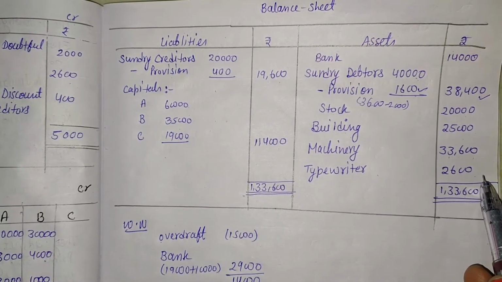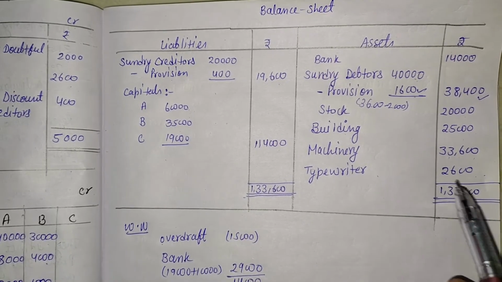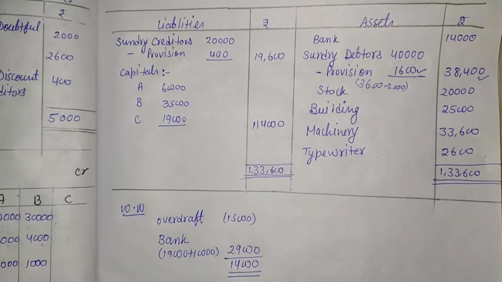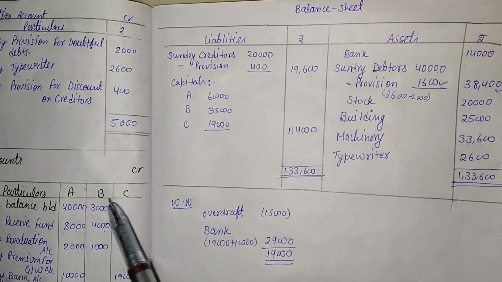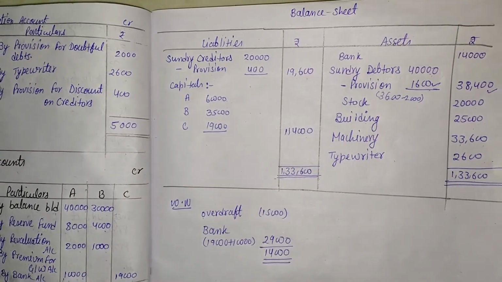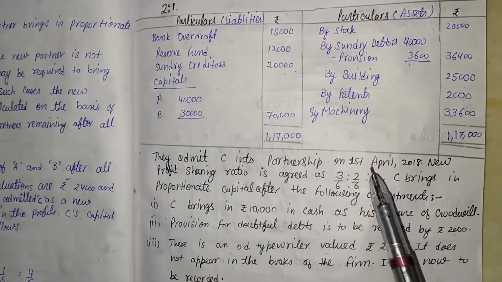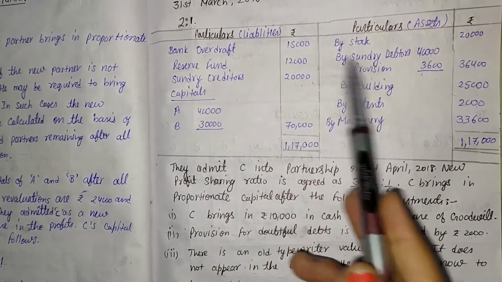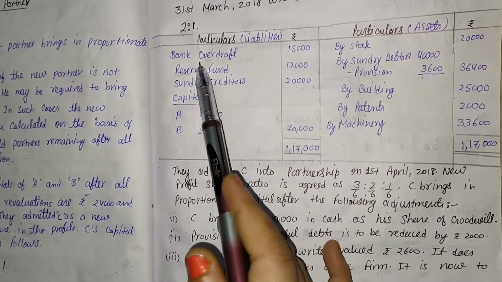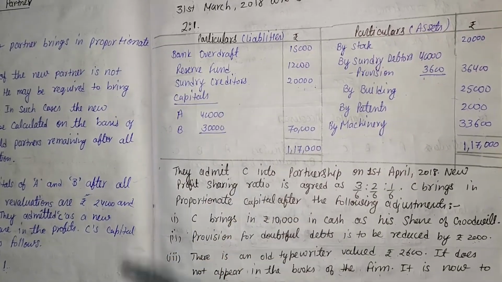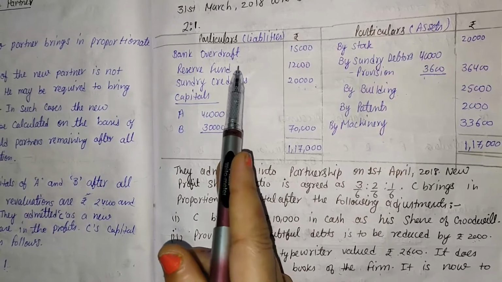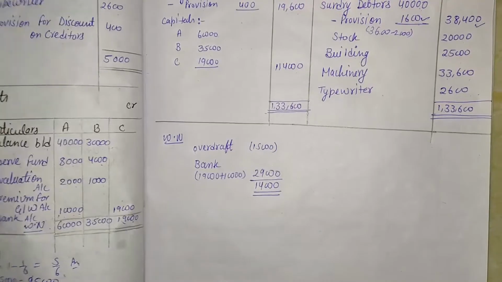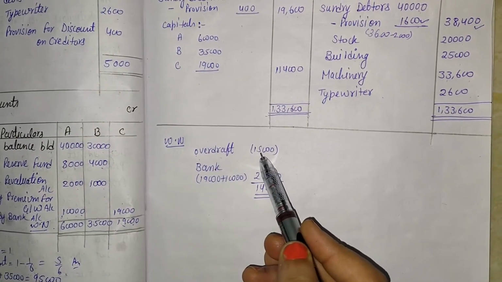In this question, one important point is the working note of bank and bank overdraft value. In the old balance sheet, we check whether any information is left or not. Here one piece of information is left, that is bank overdraft, and there is no balance of bank. So how can we deal with bank overdraft? For this we will have to make a working note. Here the value of bank overdraft is 15,000, that is a negative value.